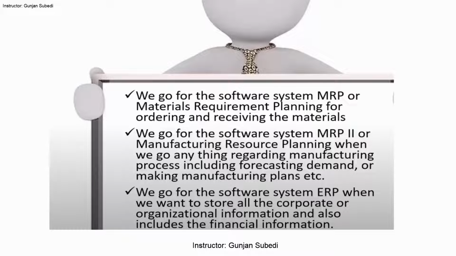We go for the software system ERP when we want to store all the corporate or organizational information, and this also includes the financial information. ERP systems also include software features and functionalities that help to automate and streamline not only the manufacturing but manage the entire enterprise. So even things like customer care and relationship management, human resource management, and project management fall inside the scope of ERP, or Enterprise Resource Planning.